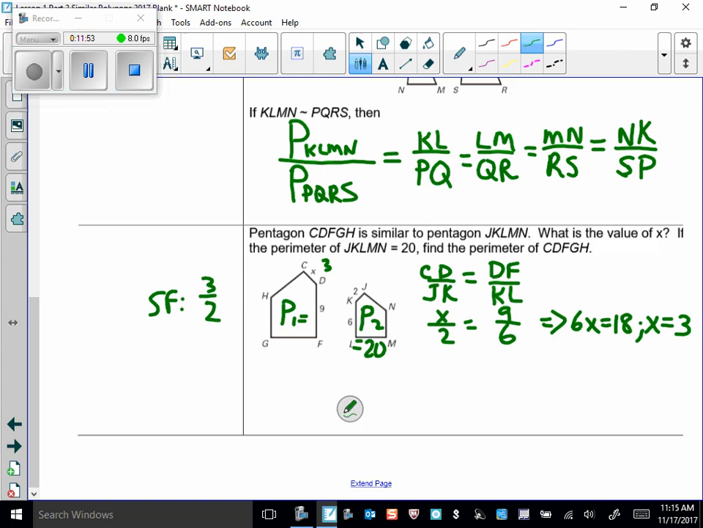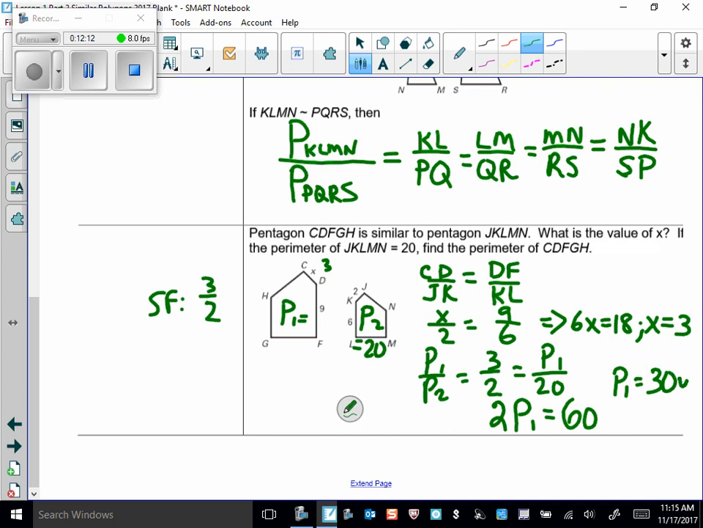So, all right. P1 over P2 is the same as the scale factor. I don't know what P1 is. I do know what P2 is. So what I end up with is that 2 times P1 equals 60. Therefore, P1 is 30 units, whatever they are. That's how I use that theorem. So there are 2 more problems on the next page. I want you to work those and then come back and check your answers.